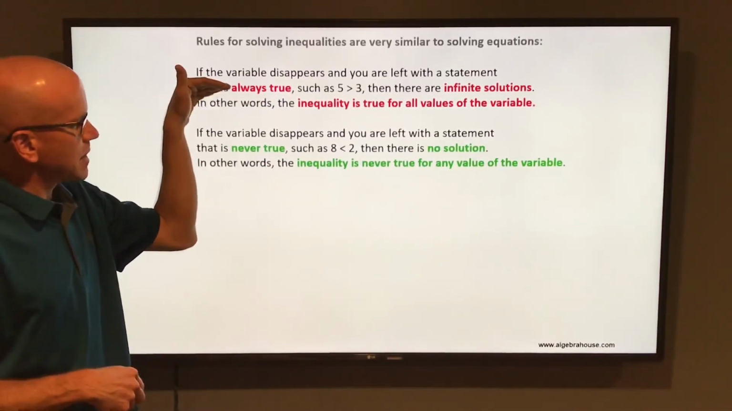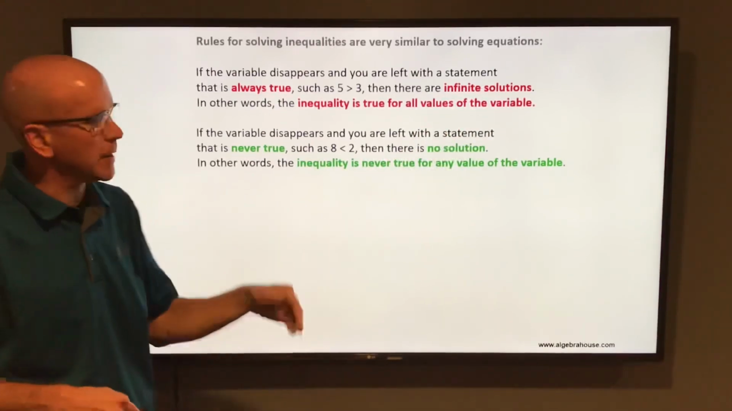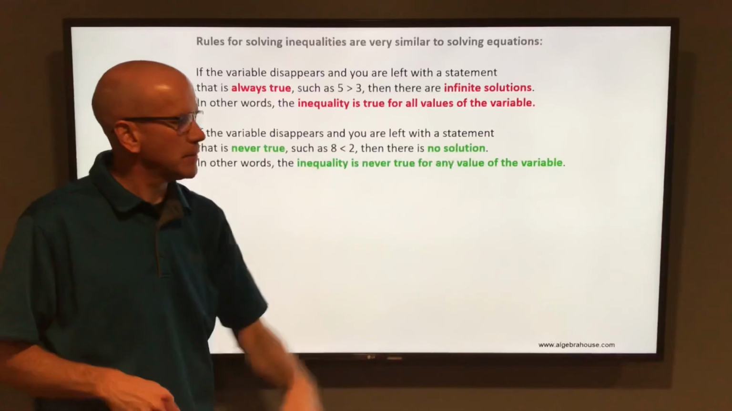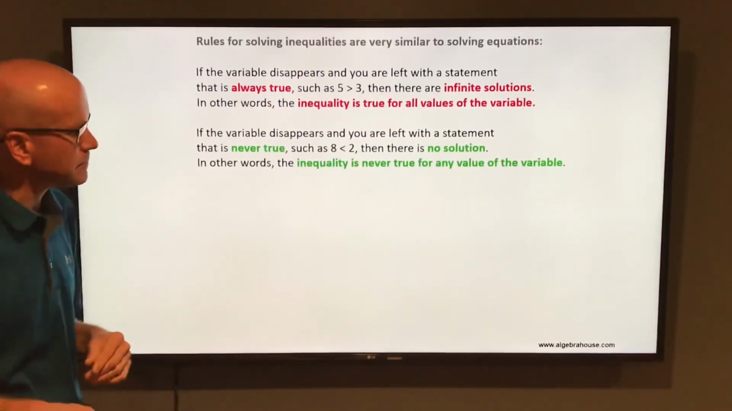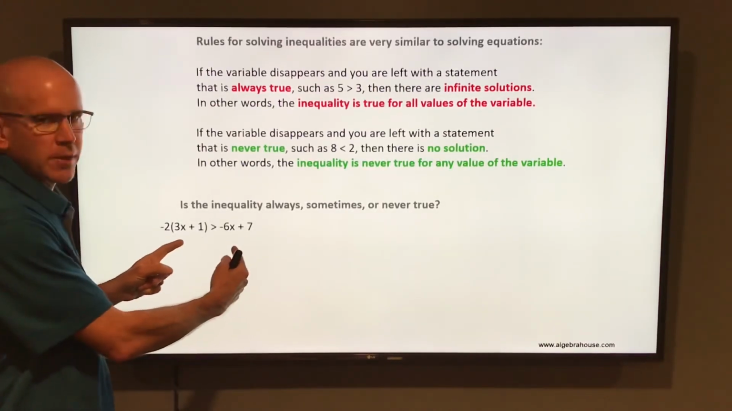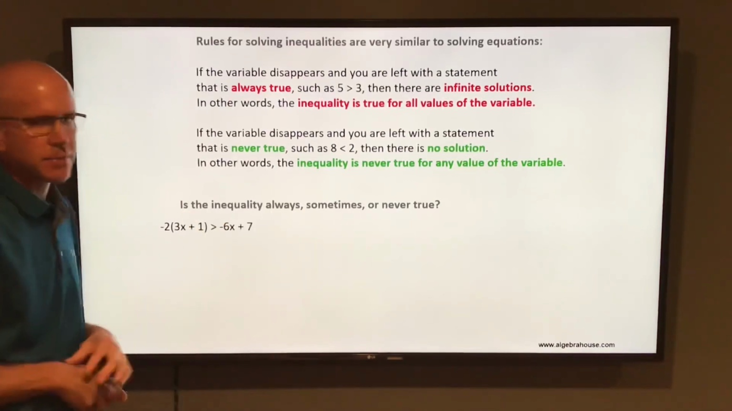If you're left with a statement that is always true, there are infinite solutions. The variable could be anything. If you're left with a statement that is never true, there is no solution. There's no value you can put in for the variable to make it a true statement. So as you can probably guess, in this inequality, the variable is going to disappear. The question is, is the inequality always, sometimes, or never true?